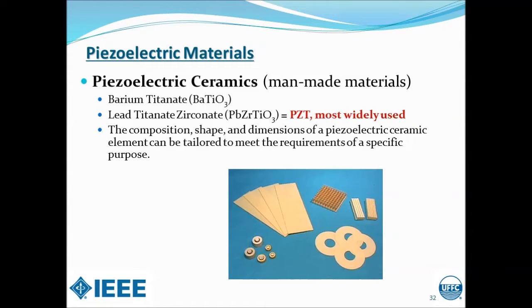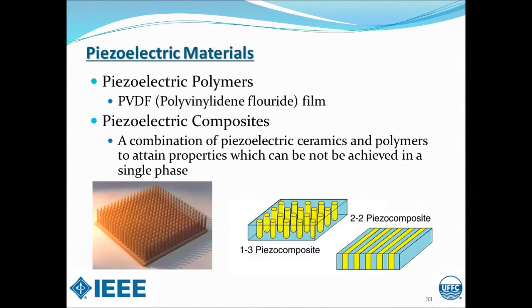Piezoelectric materials. There are several types of piezoelectric materials, one of which is piezoelectric ceramics, which includes barium titanate and lead zirconate titanate, or PZT, the most widely used piezoelectric ceramic. For these materials, the composition, shape, and dimensions of piezoelectric ceramics can be tailored to meet the requirements for a specific purpose. There are also piezoelectric polymers, such as PVDF film, and piezoelectric composites, which combine piezoelectric ceramics and polymers to attain properties which cannot be achieved in a single-phase material.